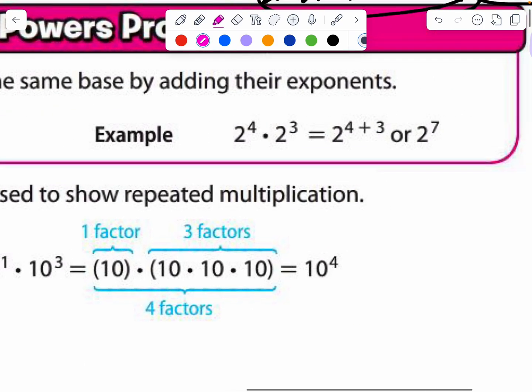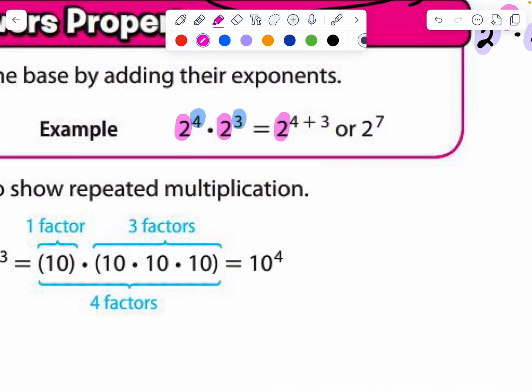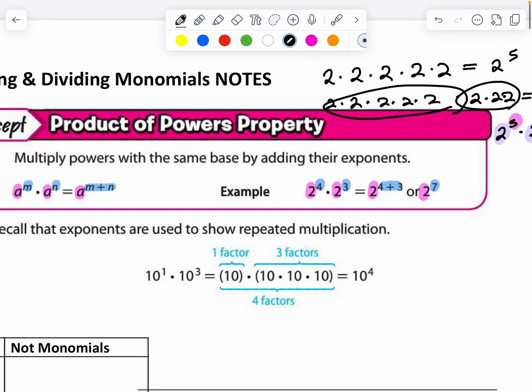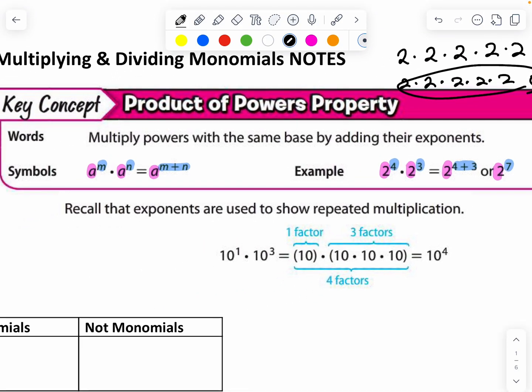So for example, with numbers, if you have the same base of 2 and you've got exponents 4 and 3, again, you keep the same base. You don't go 2 times 2 is 4. You keep the same base of 2, and then you add the exponents 4 and 3. So it becomes 2 to the power of 7, okay? And that is the product of powers property when you multiply 2 powers.